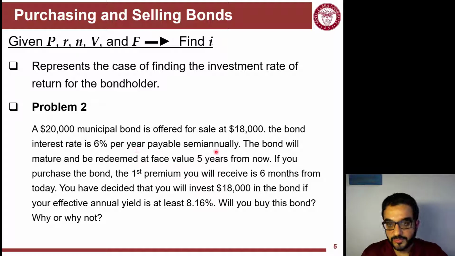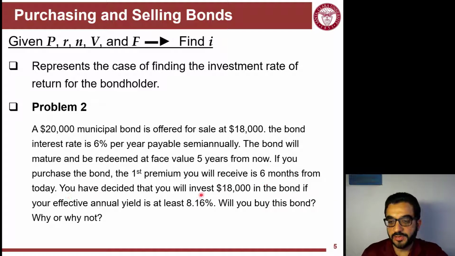This is confusing here: per year, payable semi-annually. So we have to do something to correct that. And then the bond will mature and be redeemed at face value 5 years from now. So this is the maturity life. If you purchase the bond, the first payment is received in 6 months from today. That makes sense.